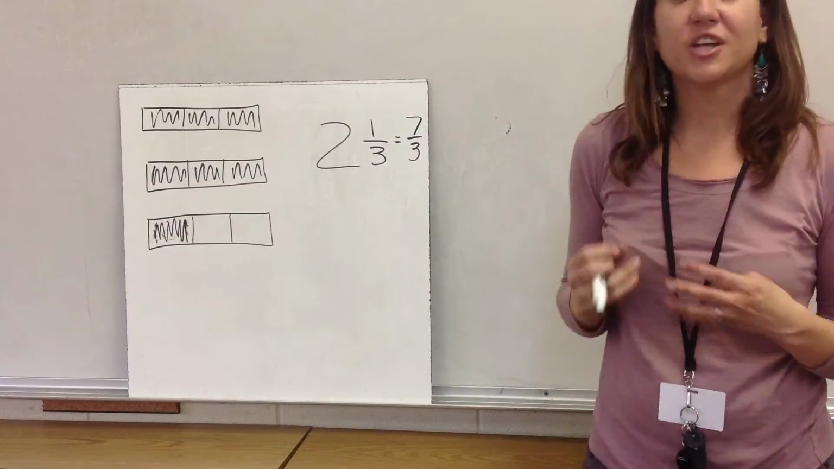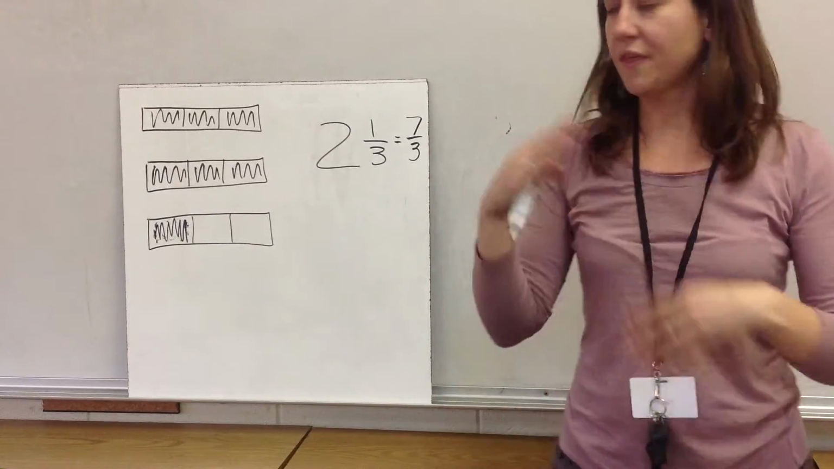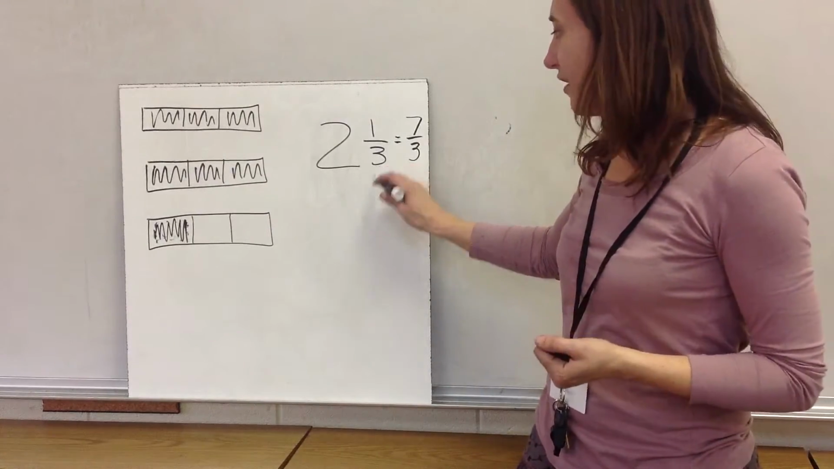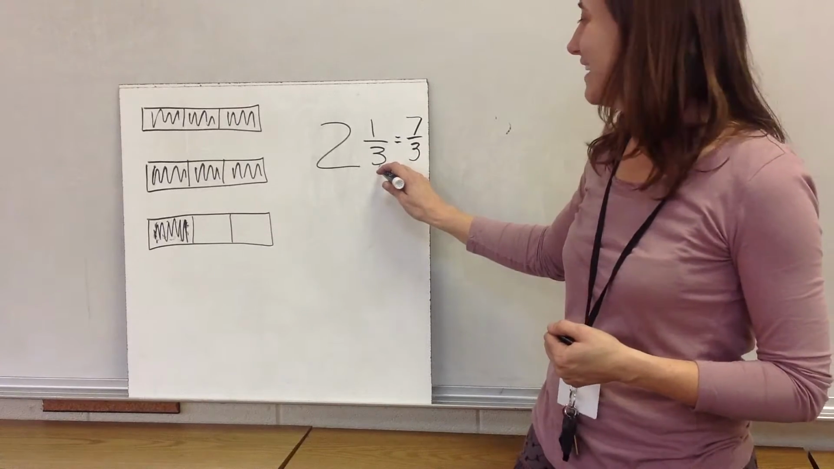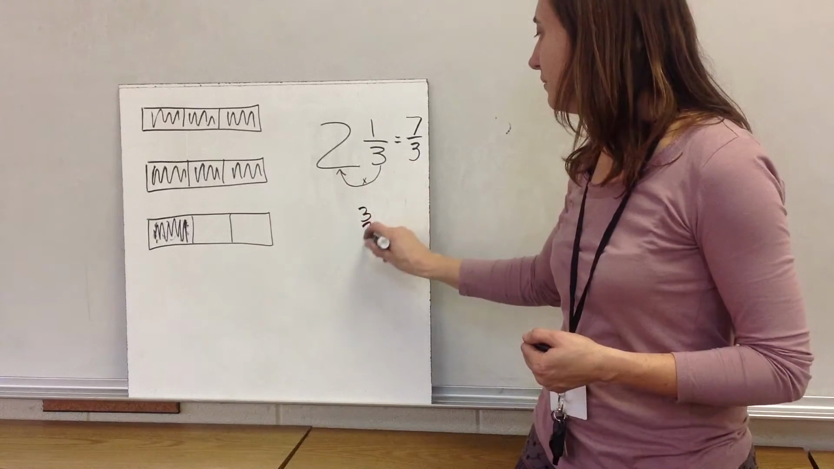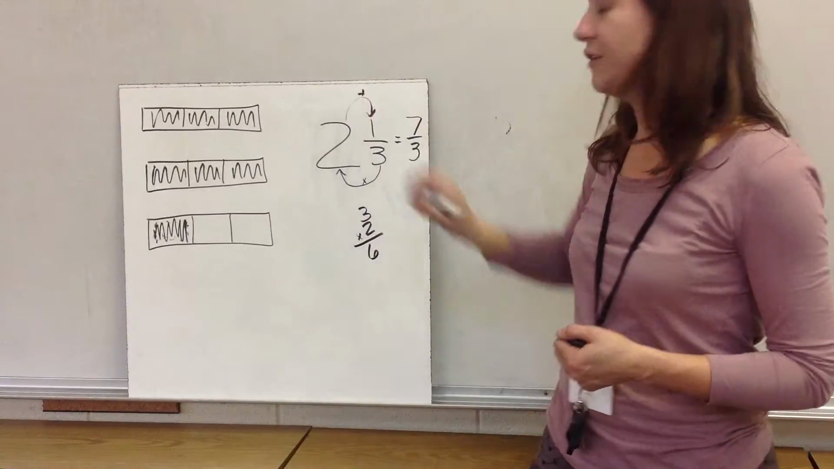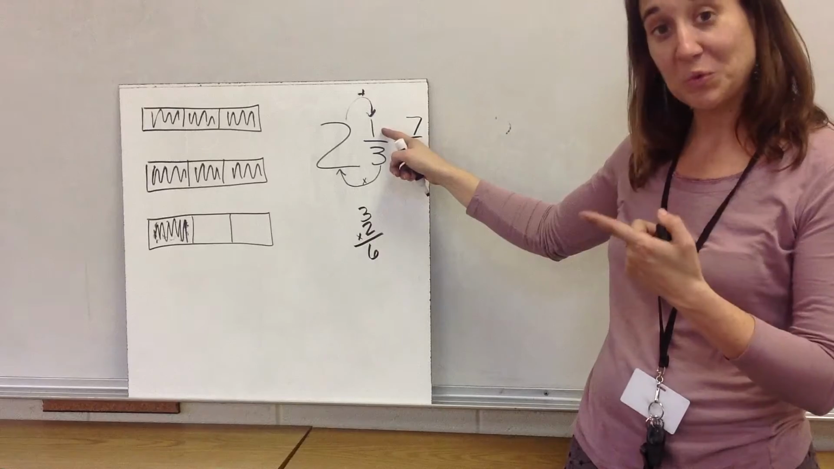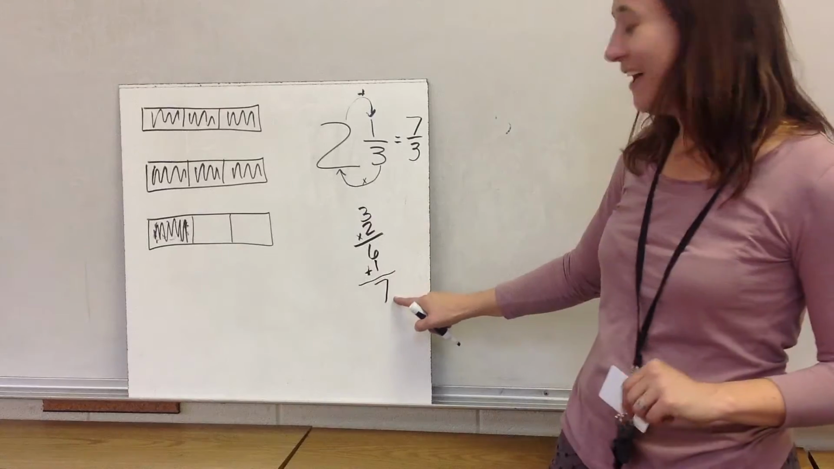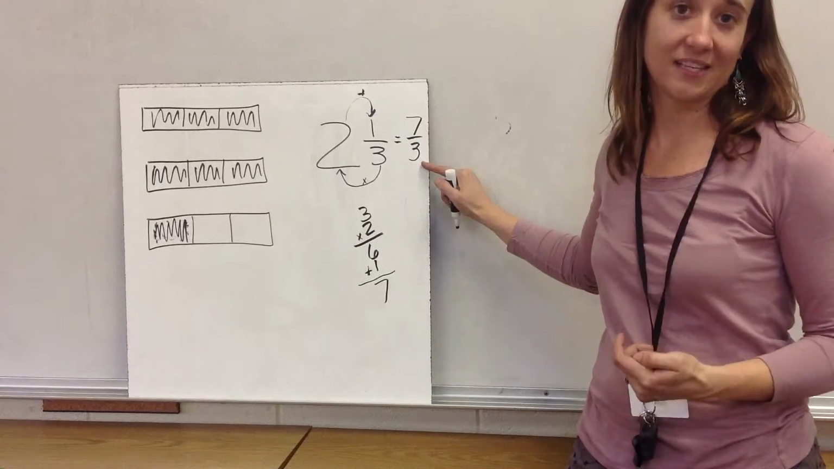Okay? So now I want to show you, because you don't want to draw it out every time, how you can do that with computation. So basically what you're going to do is take whatever the denominator is, and multiply it by the whole number. What is 3 times 2? 6. And then you add the leftovers to that. The leftover, which is our 1 numerator. Oh, that's 7. 7 is now your numerator, and the denominator stays the same.